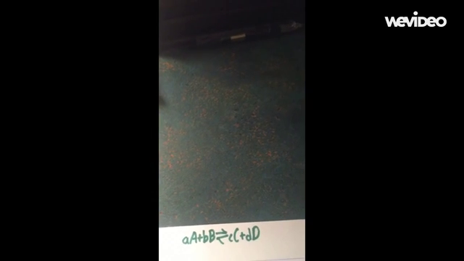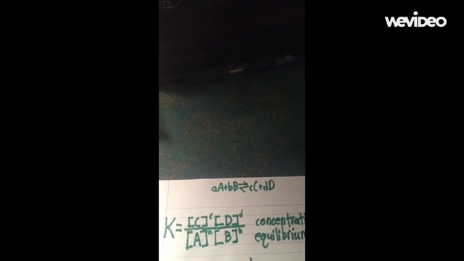The direction a reaction shifts is dependent on the reaction quotient and the reaction constant. For example, let's say we have the equation aA plus bB yields cC plus dD. The reaction constant, K, is calculated using the formula: the concentration of C to the c power times the concentration of D to the d power, divided by the concentration of A to the a power times the concentration of B to the b power. In this case the concentrations are at equilibrium.